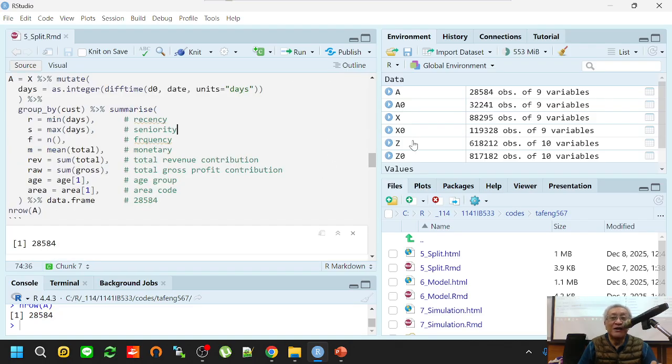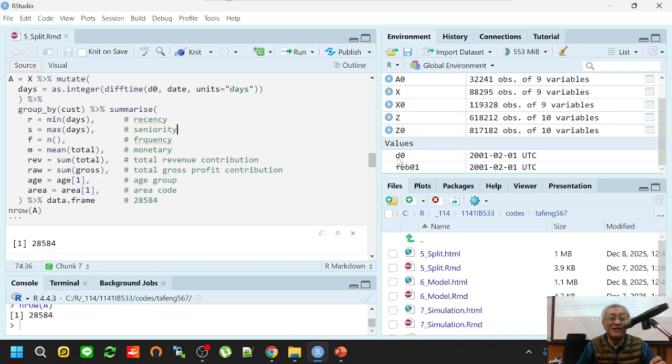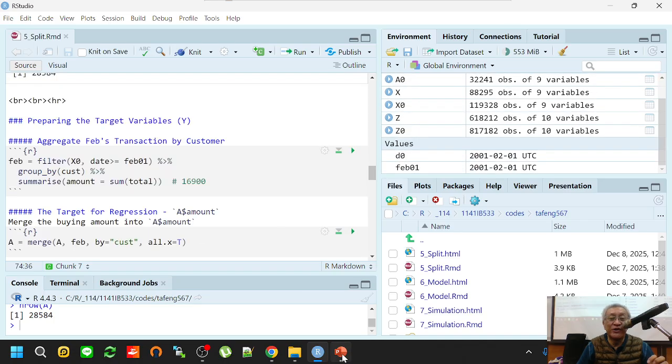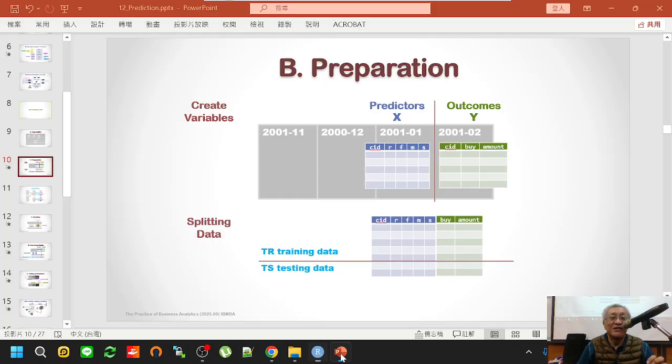So at the end, for the first 3 months, you can see that the number of records of A is less than A0, X is less than X0, Z is less than Z0. This is because right now we are getting not the entire 4 months of data, but the first 3 months of data, right? Okay. So up to this point, we already have this X, right? Now we need to make the Y variable.